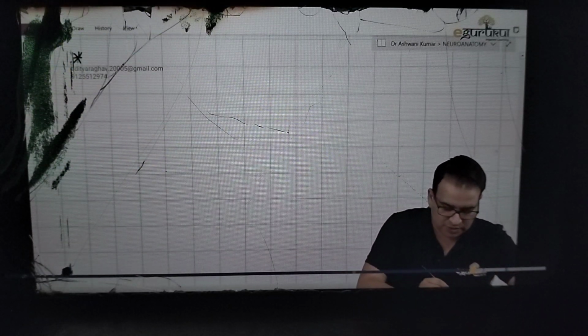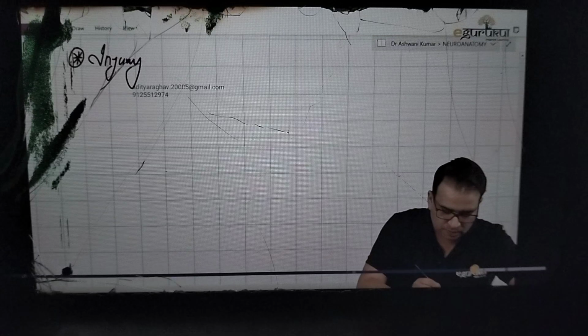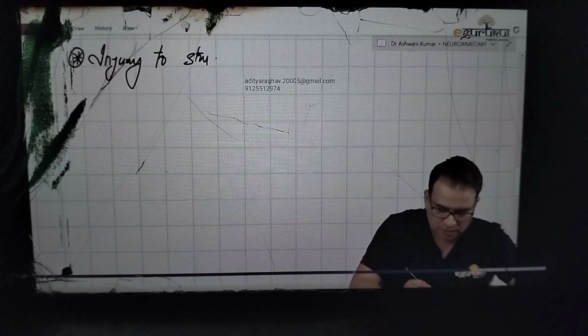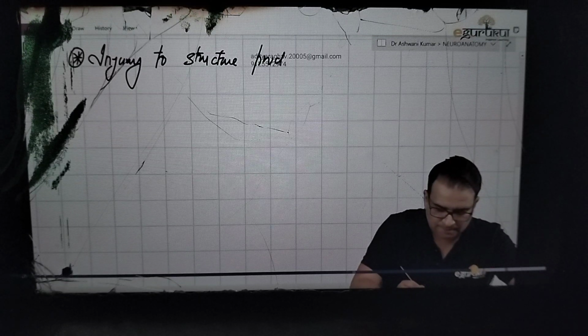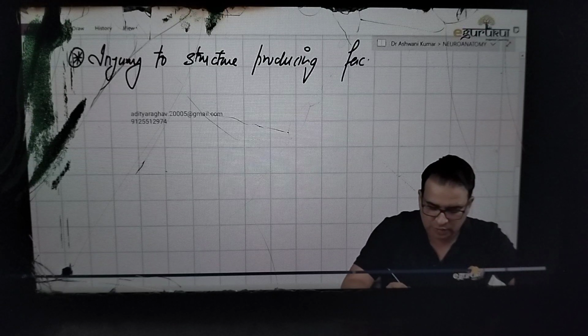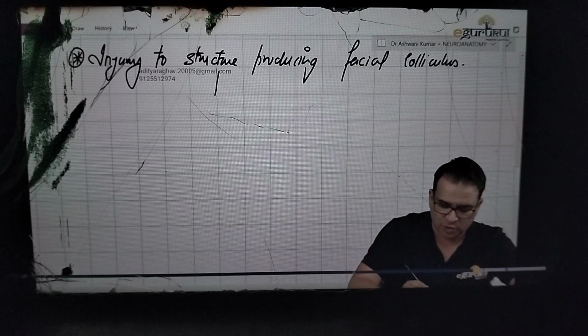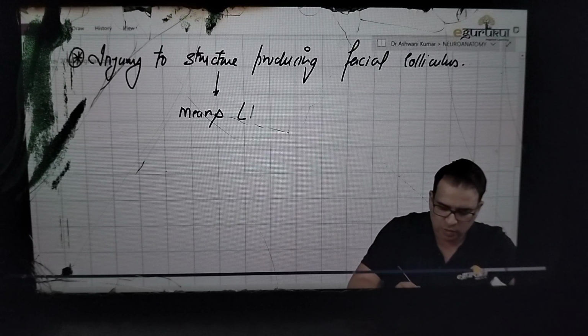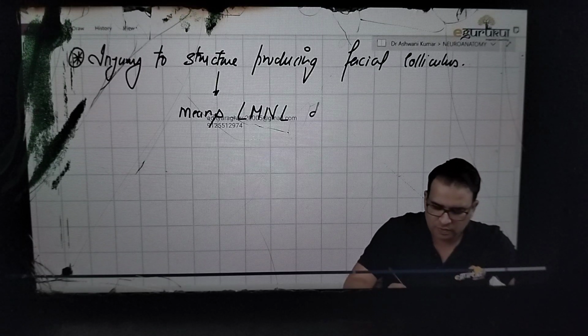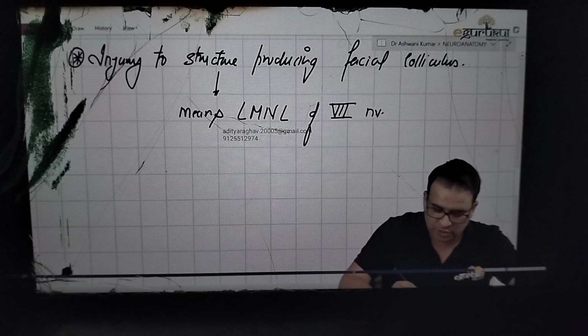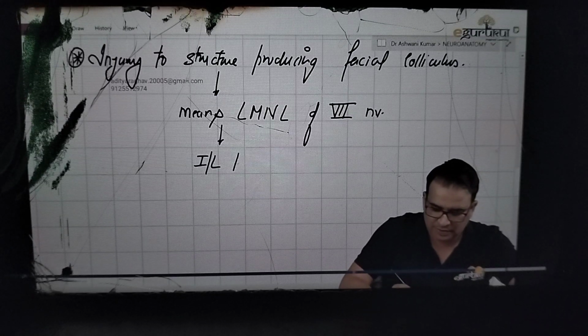So let me write this point as well here. If the question says injury to the structure producing the facial colliculus, it means lower motor neuron lesion of the facial nerve, and that, as you already know, will lead to ipsilateral facial paralysis.